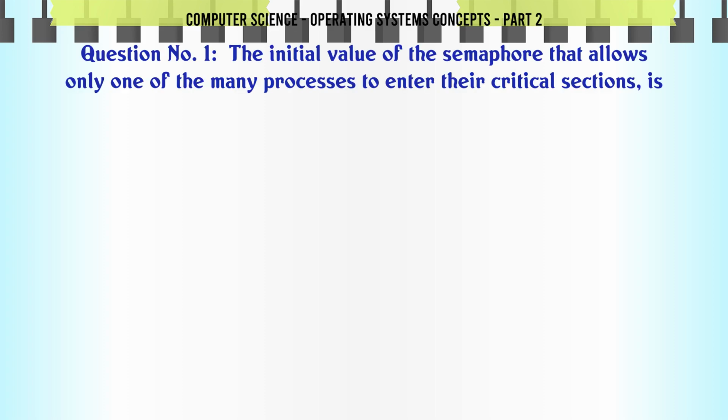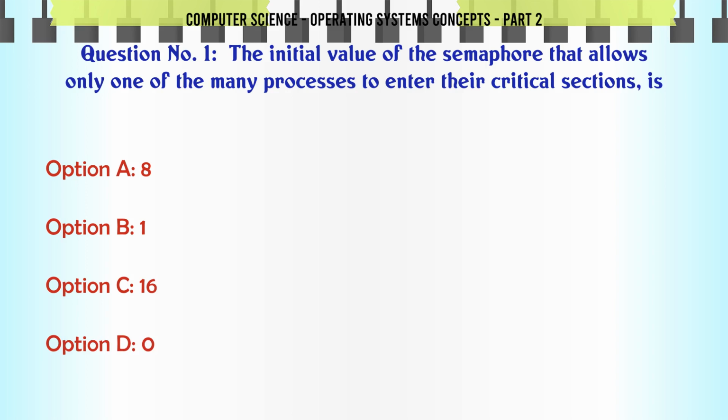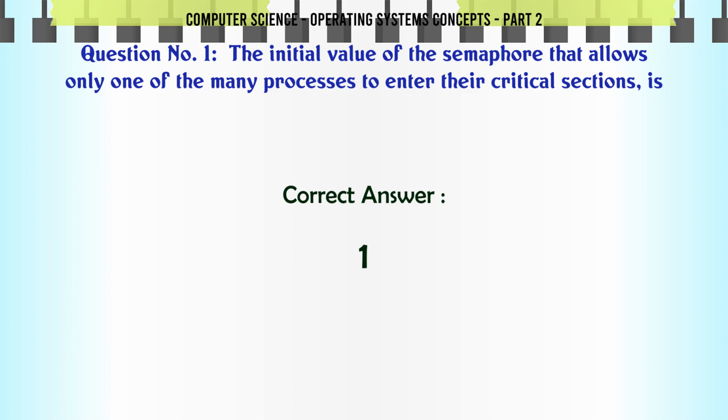The initial value of the semaphore that allows only one of the many processes to enter their critical sections is: A. 8, B. 1, C. 16, D. 0. The correct answer is 1.